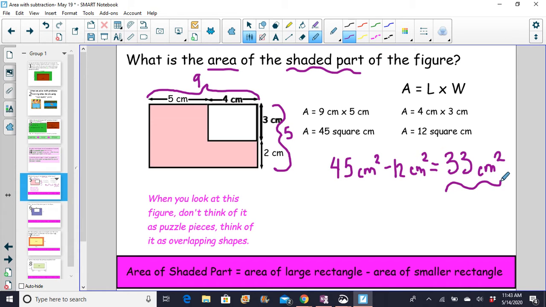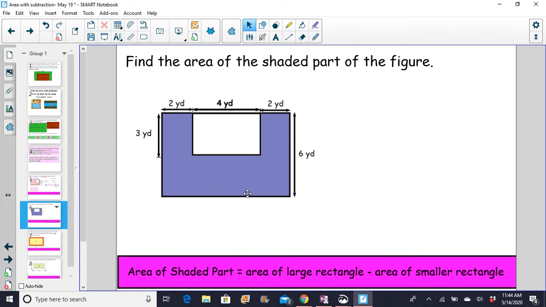We decompose, we find the area of the two rectangles, and then we subtract the smaller amount from the larger amount. Let's go ahead and try another one. This next example is very similar.